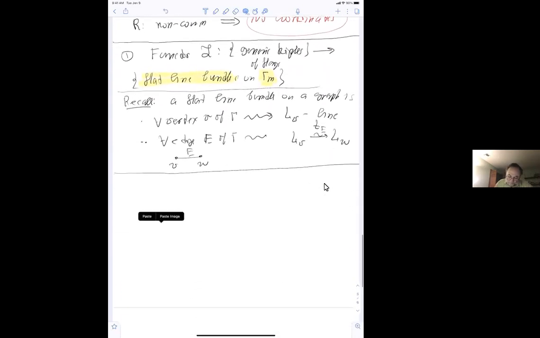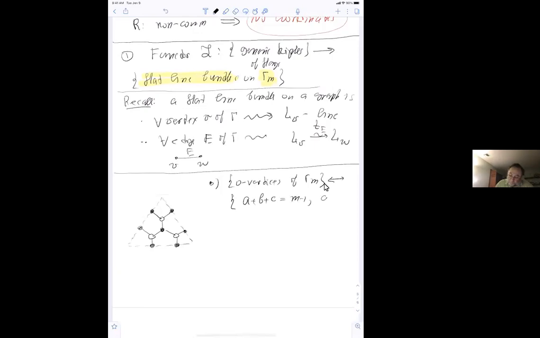So let me do it. Okay. So let's suppose we have such a bipartite graph. Then first of all, I want to describe what happens at zero vertices. And here's the remark: if you consider zero vertices, meaning circle vertices or white vertices of my graph gamma m, it's very easy to see that they're the same things as triples of integers a, b, and c, such that their sum is m minus 1, and they're non-negative.